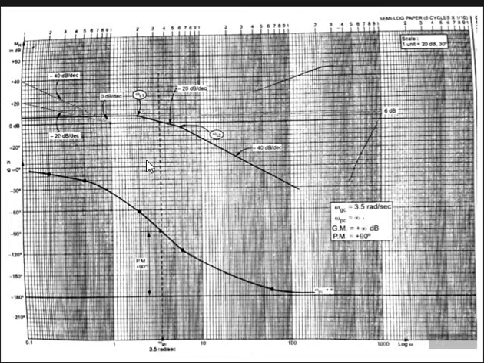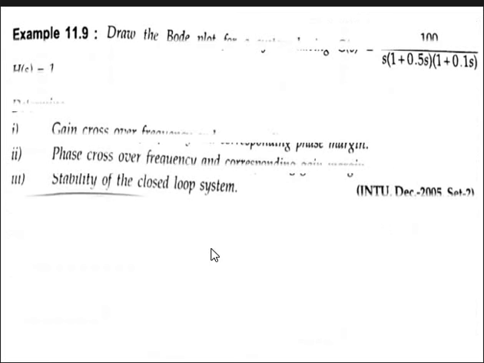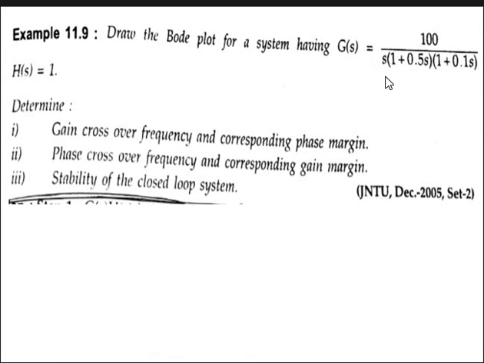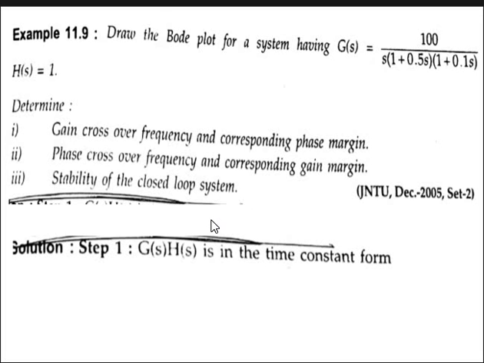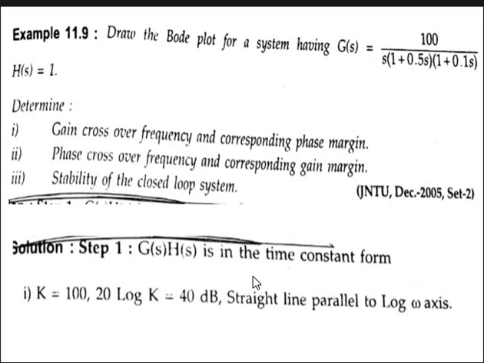So this is the Bode plot and how you can calculate the magnitude and phase plots. You can solve this problem as homework. Draw the Bode plot for the given system G of s is equal to 100 divided by s into 1 plus 0.5 s into 1 plus 0.1 s, where H of s is equal to 1. The requirements are the gain crossover frequency and corresponding phase margin, the phase crossover frequency and corresponding gain margin, and the stability of the closed loop system. So either the given system is stable, unstable or marginally stable. I will give the solution, and based on this solution we can solve this problem.